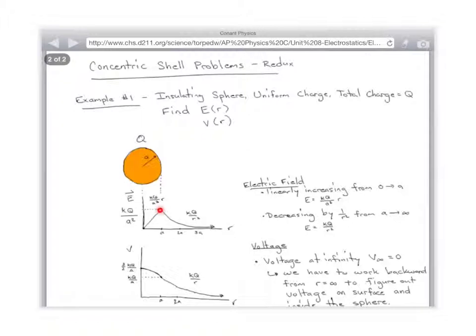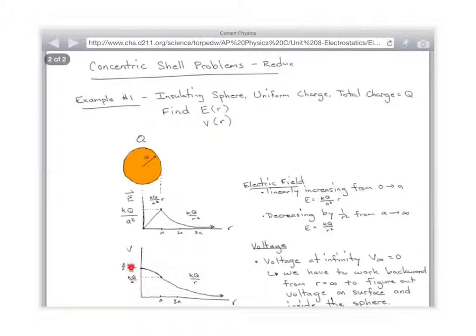If the electric field is linearly increasing, there has to be some voltage in there. Moreover, the voltage has to be changing because there's an electric field. So all you have to do is integrate kQ over a squared times r to get this curve. By the way, if this is linear, what's this curve going to be? That's got to be a parabola. Wouldn't you agree?